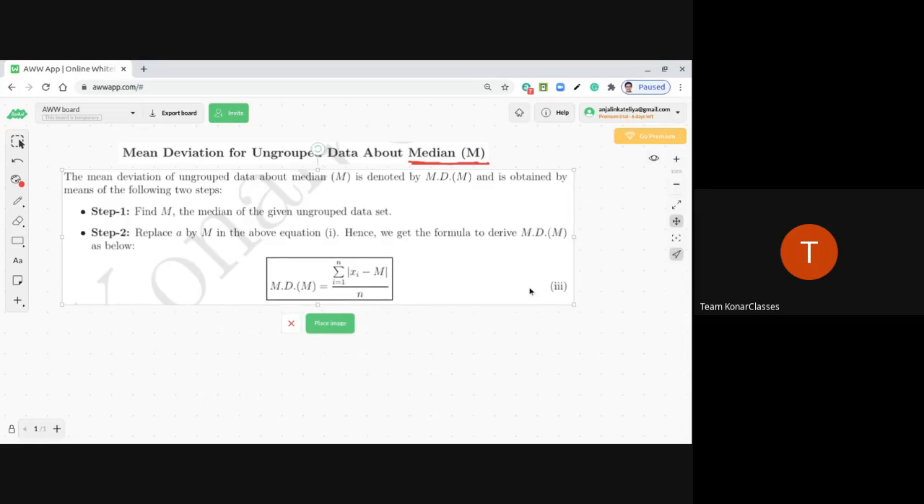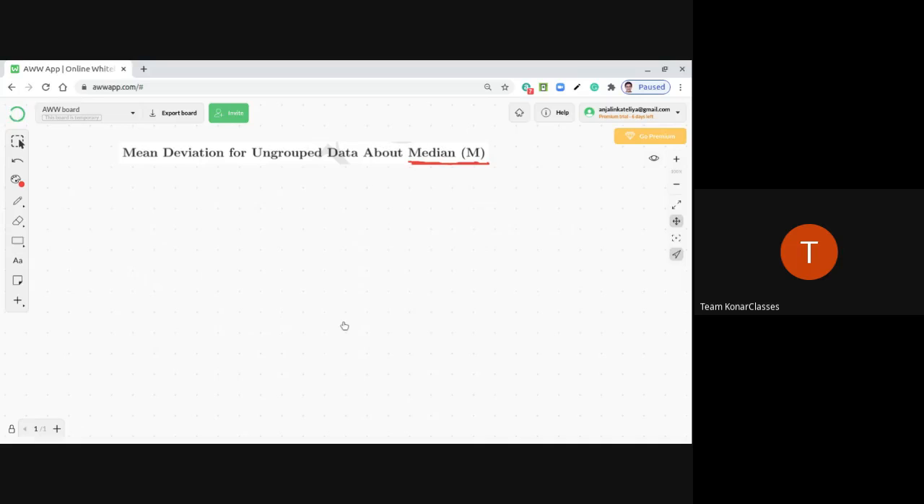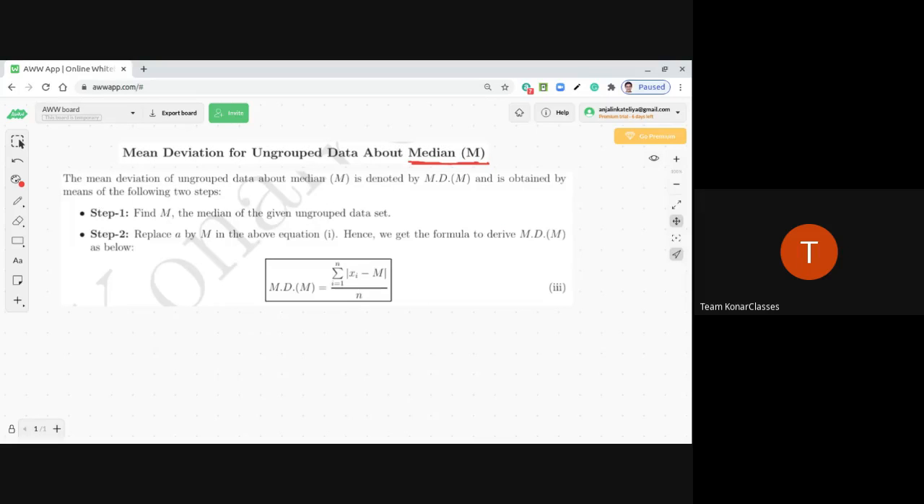So the mean deviation of ungrouped data about median M is denoted by MD(M), and is obtained by means of the following two steps. Step one is to find M, the median of the given ungrouped data. That means whatever the data set is, from that data set you first need to find the median. And then step 2 is to replace A by M in the above equation 1.